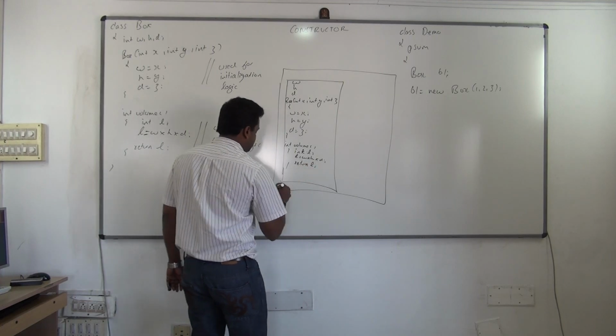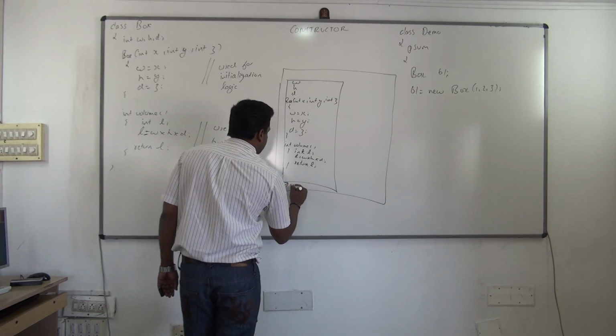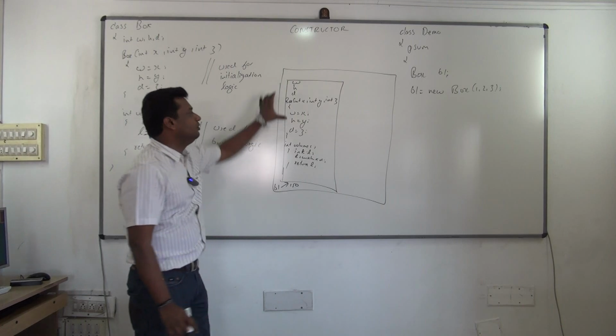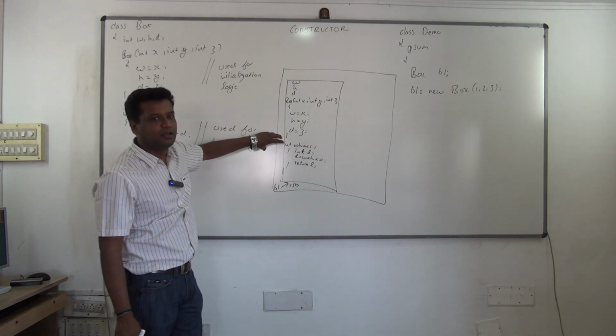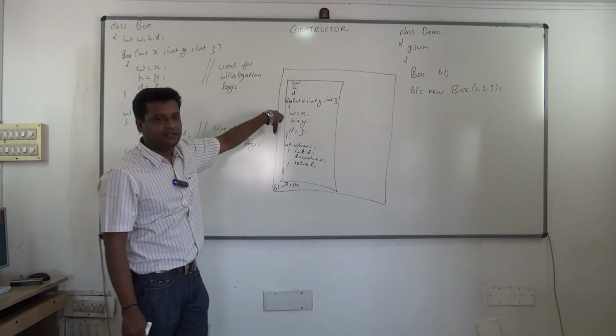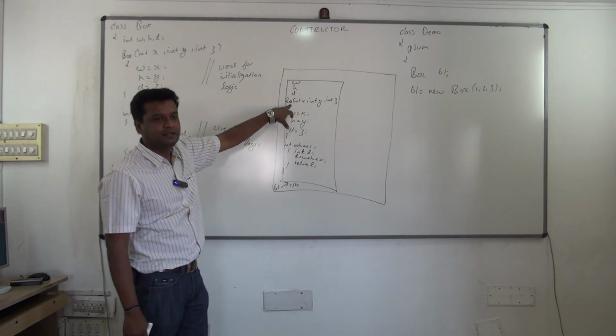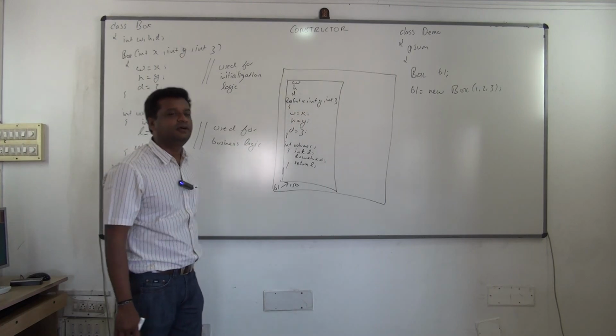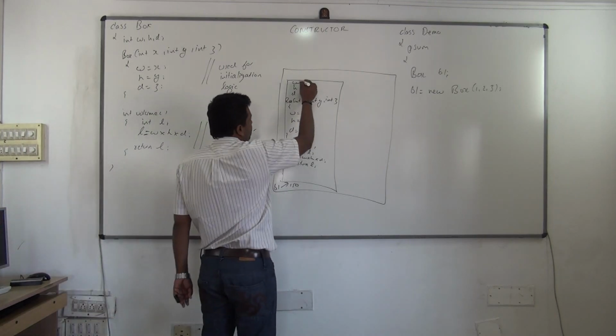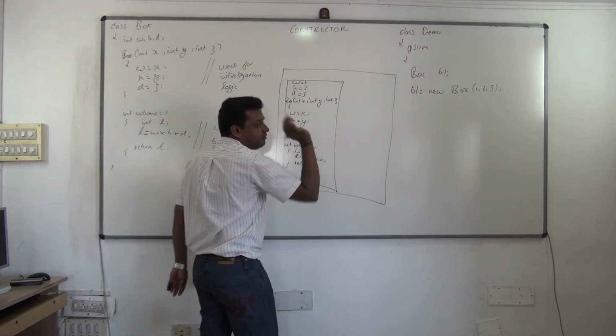Return L. So this is B1. Address is 150. So new will allocate memory. In this memory what happens now? Constructor gets executed. Values 1, 2, 3 are passed as arguments to XYZ. From XYZ it is given to W, H and D. So as soon as the object is created, immediately the values are ready.